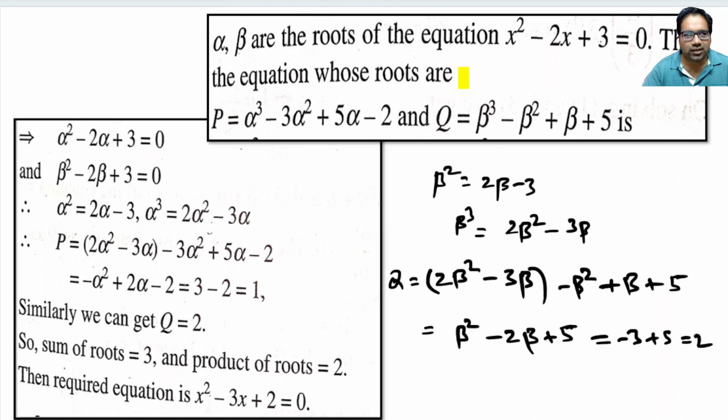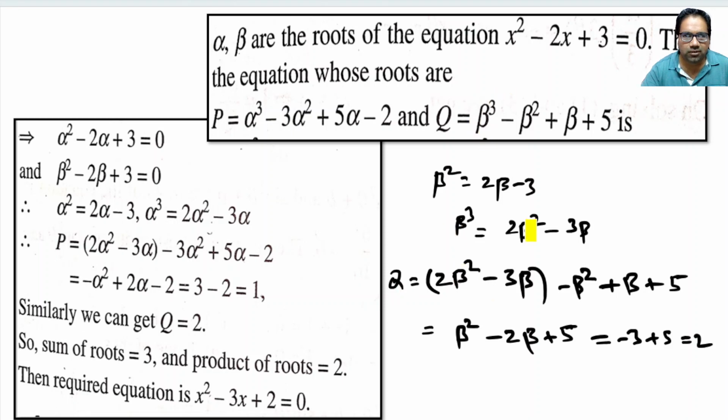Similarly, q. For q, what we can do? Beta square minus 2 beta plus 3 equals 0. If you take this part to the right side, beta square is 2 beta minus 3. So what is beta cube? Beta cube is 2 beta square minus 3 beta. We are multiplying beta on both sides. Now q is beta cube minus beta square plus beta plus 5.